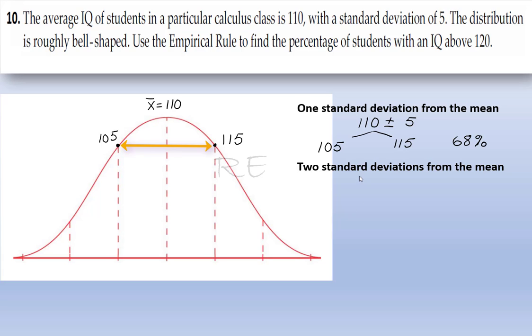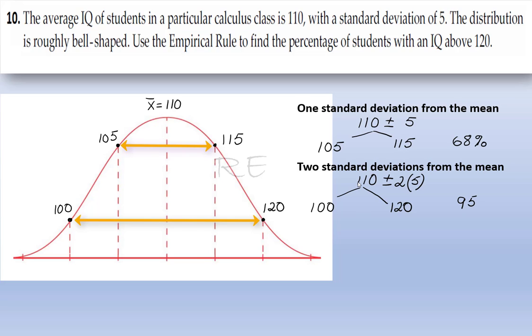Now let's go for 2 standard deviations from the mean. It's going to be the mean 110 plus or minus 2 times 5. So it's going to be 110 minus 10, which is 100. That's the left side. And the right, it'll be 110 plus 10, which is 120. And according to the empirical rule, 95% of the data will fall between those 2 points.